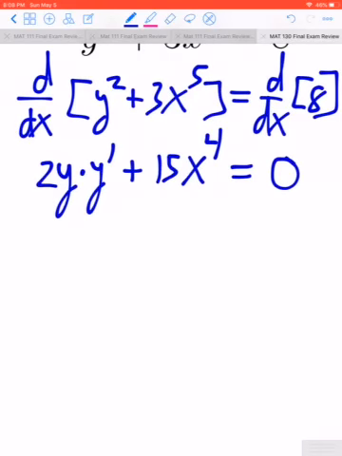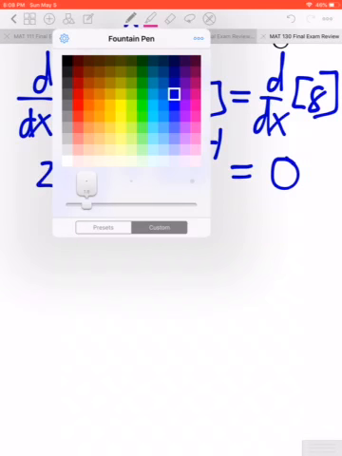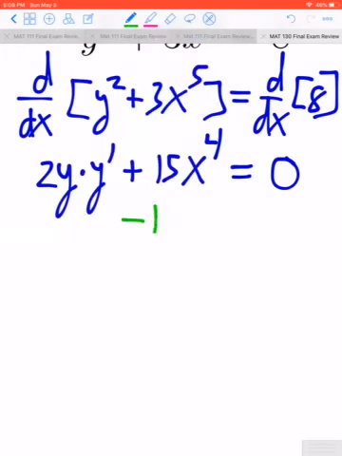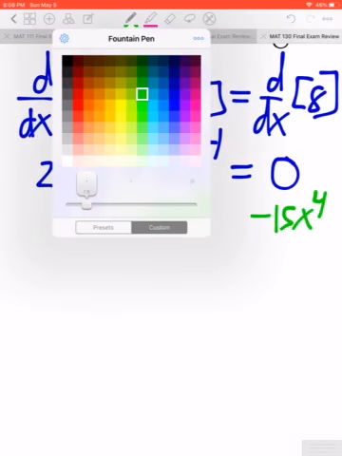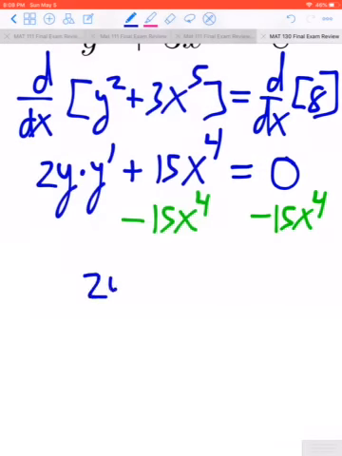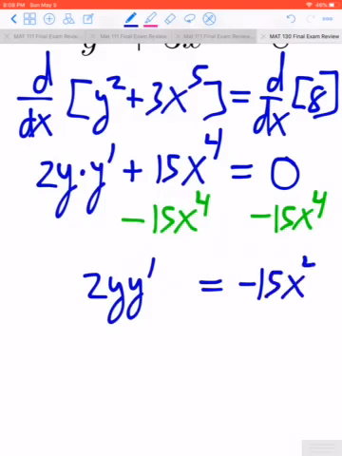The very next thing we need to do is solve it for y prime, because we want to find the derivative. The very first step to get the y prime by itself is you would want to subtract 15x to the fourth from both sides. This will give us 2y prime is equal to negative 15x to the fourth.